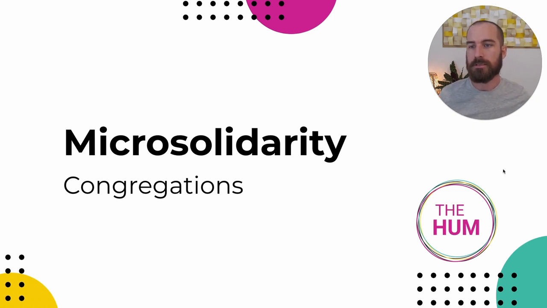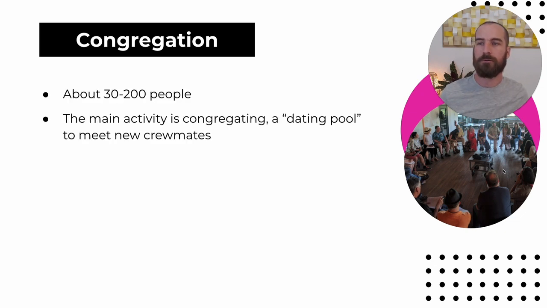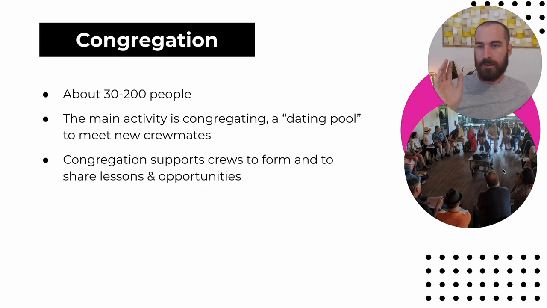So first up, just to recap, what is a congregation? It's a group of up to about 200 people. The main thing we do is congregate. We come together occasionally. And those congregation gatherings function like a dating pool. It's an opportunity to meet new crewmates. So you get new connections and new opportunities, and you might say, hey, would you be interested in forming a crew with me? That is the main purpose of a congregation. It's to support crews to form and to support them to exchange lessons and opportunities. That's the primary objective of a congregation.